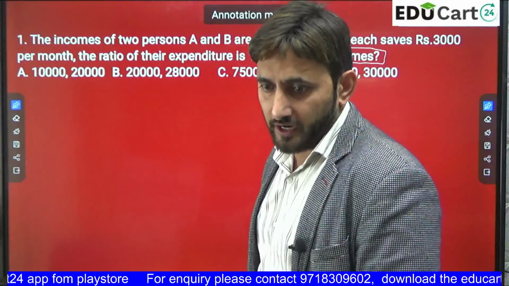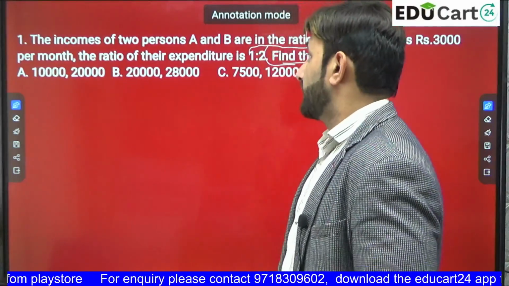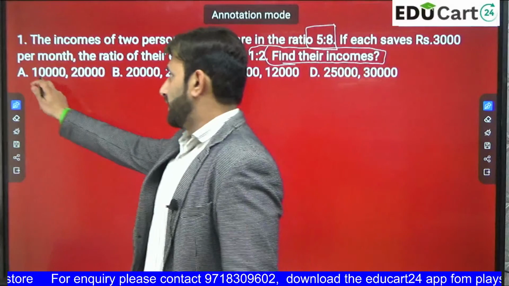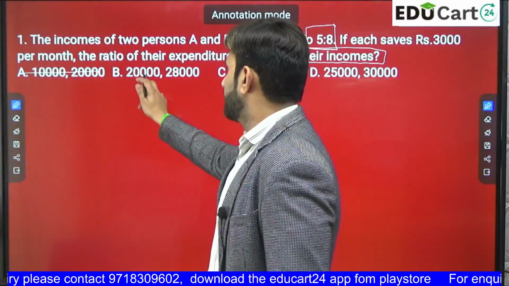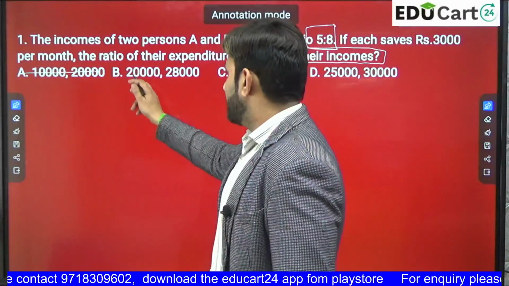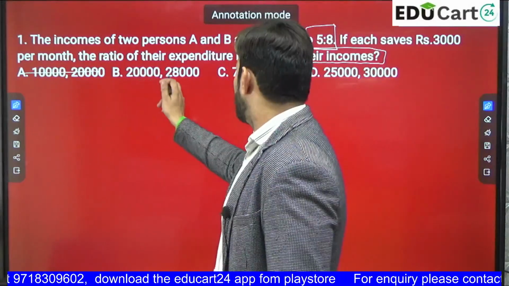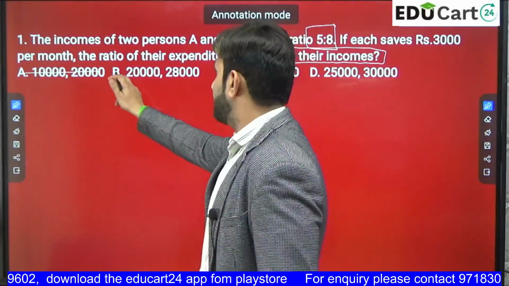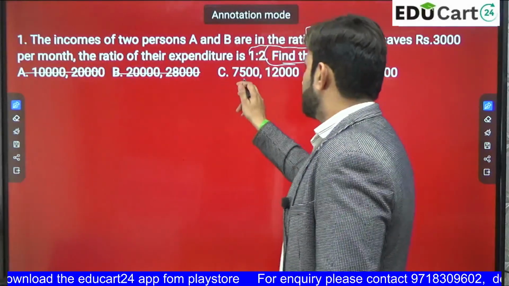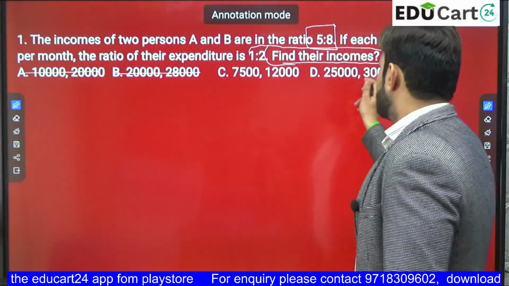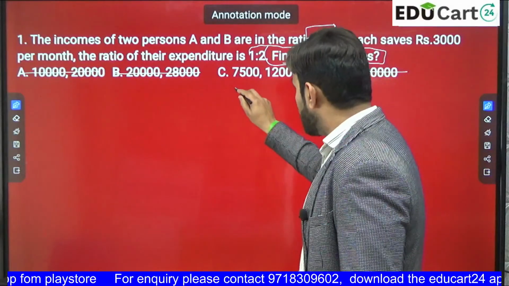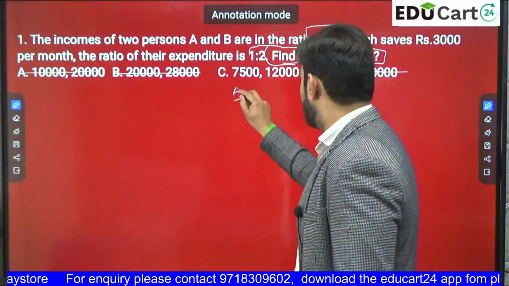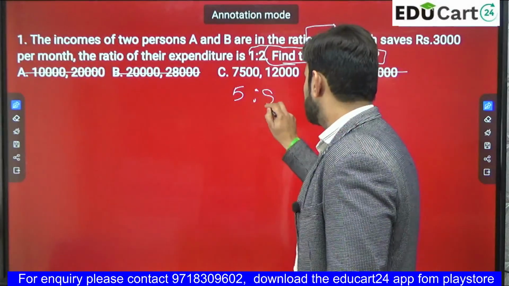The ratio of the incomes should be 5 is to 8. So this ratio is 1 is to 2, not possible. This ratio you can cancel out by 4, it is 5 is to 7. No. This ratio is 5 is to 8. This ratio is 5 is to 6, this is not possible. So it is the only option which is having a 5 is to 8 ratio.